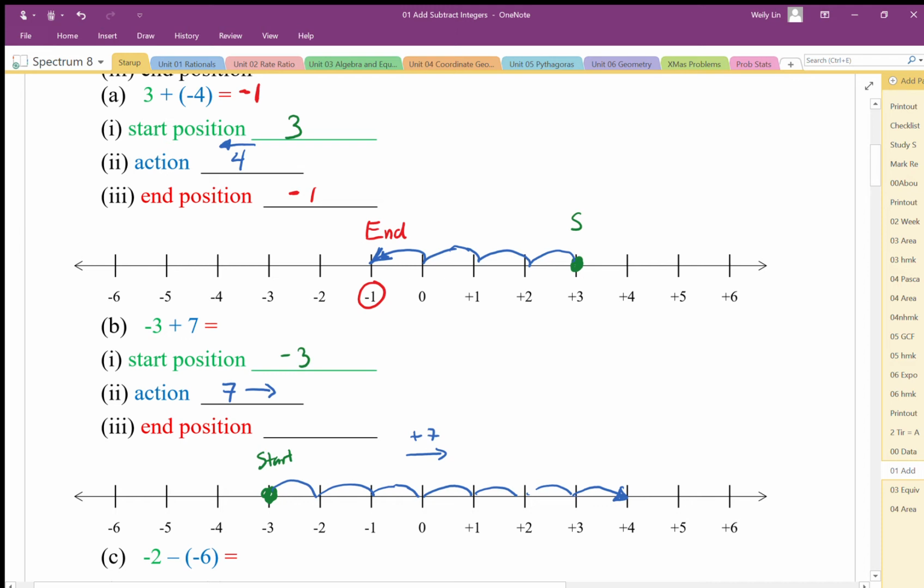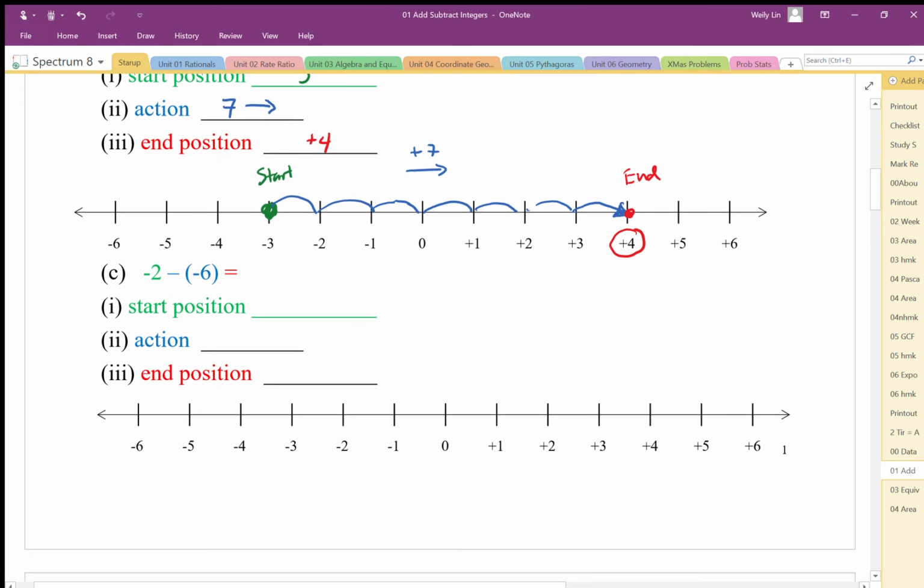The end position is my answer. My answer is going to be positive 4. That represents my end position. So the answer to negative 3 plus 7 is positive 4. We shouldn't really say plus 4, because plus 4 implies that we're moving to the right 4. Positive 4 means I'm at this location right there. That location is called positive 4, and it's 4 units from 0. That's how it gets its name.